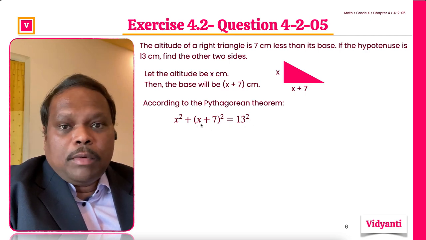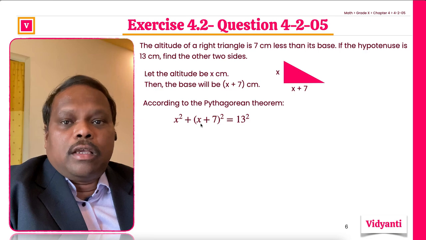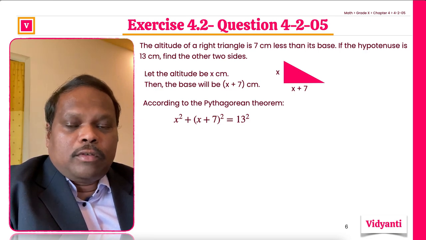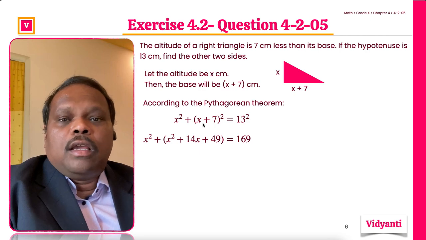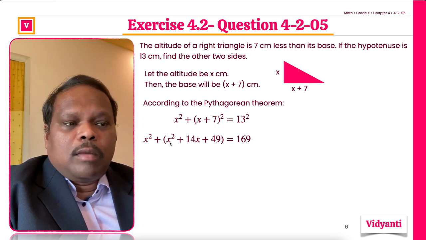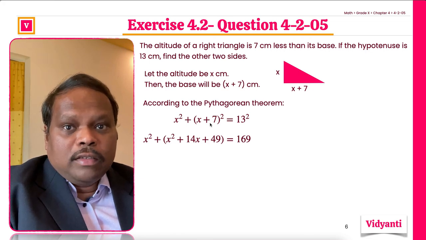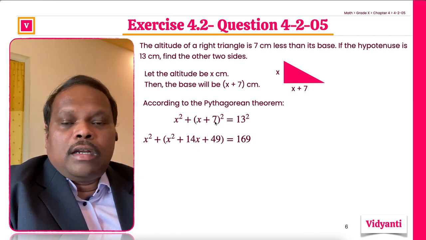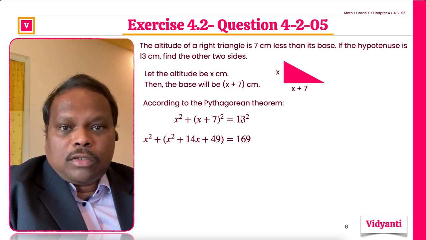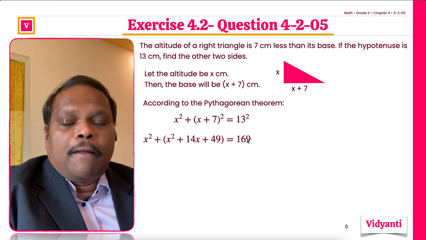Now we know that a plus b, the whole bracket square, is a square plus twice of their product, 2ab, plus b square. So using that formula, we can expand x plus 7 the whole square. That will come out to be x square, twice of their product 7x, but twice, so 14x, and last term square, which is 7 square, 49. 13 square, we also know that it's 169.